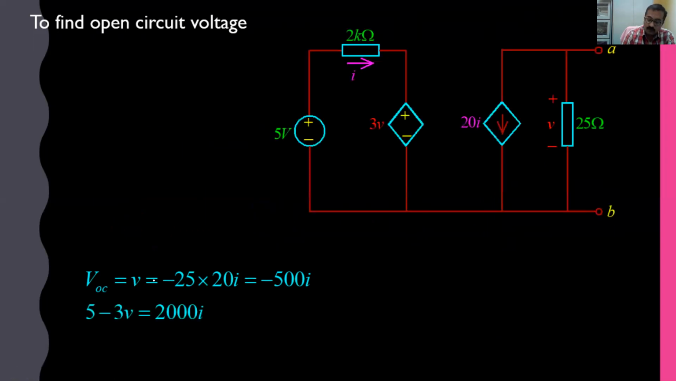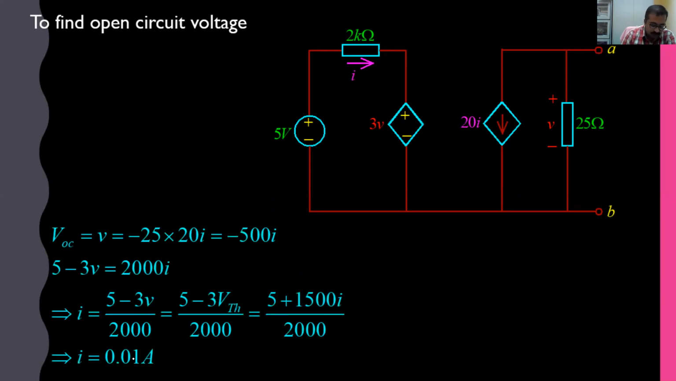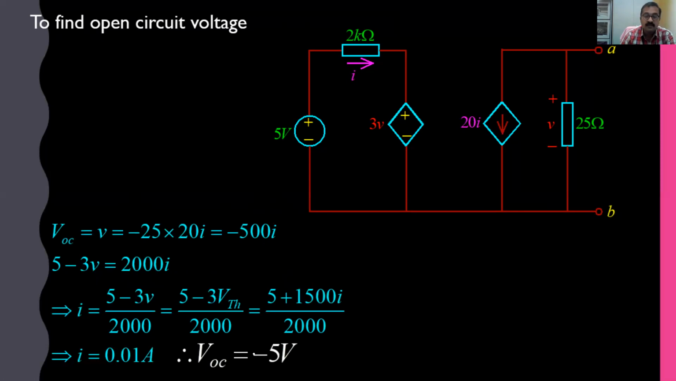Now what next? From here, if you apply KVL, what will you get? For this assumed current direction, minus plus, potential rise. So 5 minus 3V divided by 2000 will be your I. If you substitute, you will find your I as 0.01 ampere. You can substitute that here. You will get your open circuit voltage, and that will be around minus 5 volt.